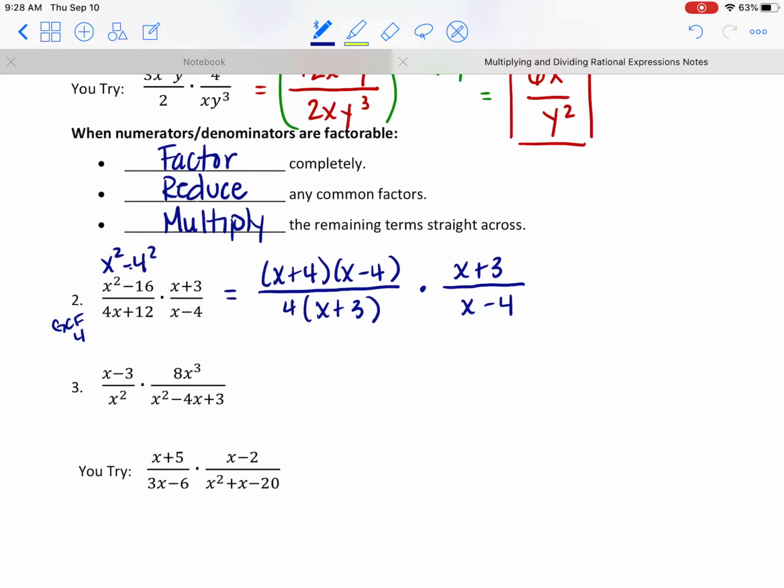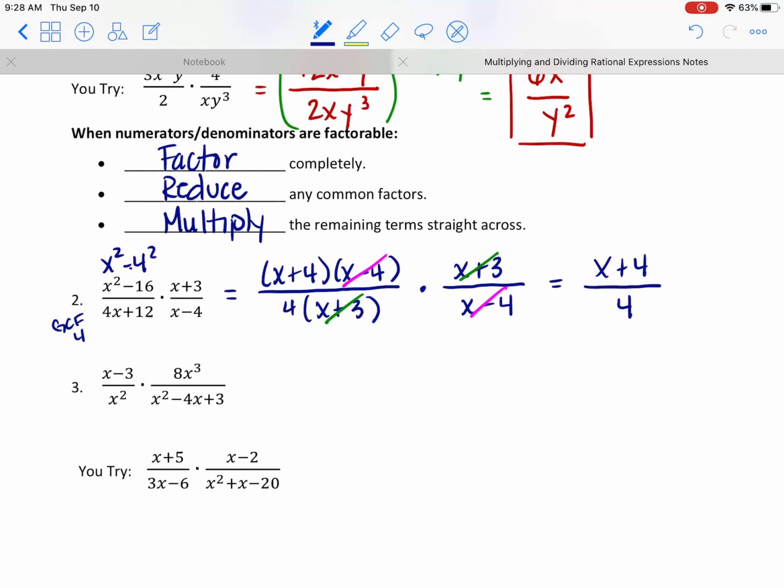But now we can do some reducing. Remember, we could reduce within the fractions if that's possible, or we can cross-reduce. So hopefully you're seeing we could cross-reduce a set of x minus 4's, and we can cross-reduce a set of x plus 3's. And so now what's left over becomes our answer. On the top of the fraction we have an x plus 4, that's it. On the bottom of the fraction we have a 4.